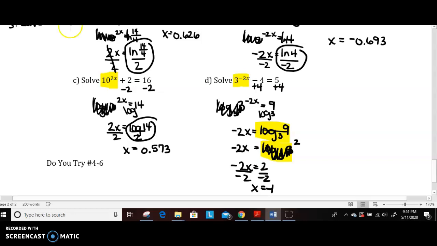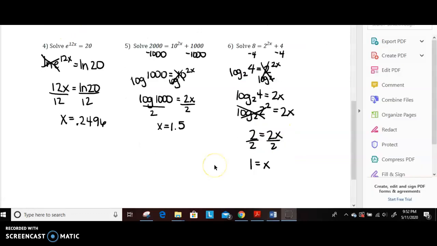All right, stop right here and do the You Try's 4 through 6. All right, here are the answers for 4, 5, and 6. On 6, we had to do the same thing we had to do on D, where we took the 4 and we make it a 2 squared, so those could cancel.